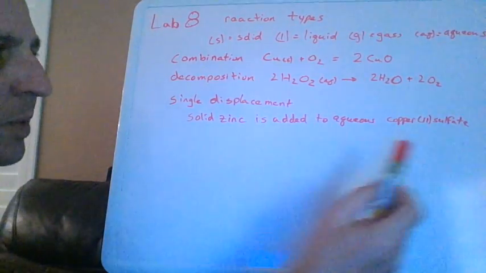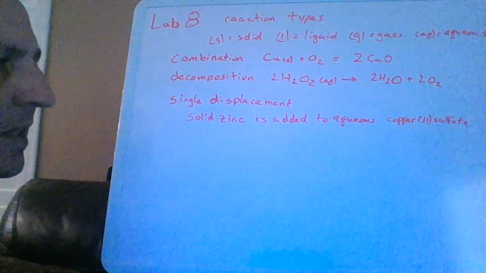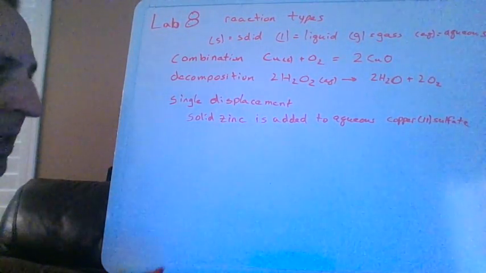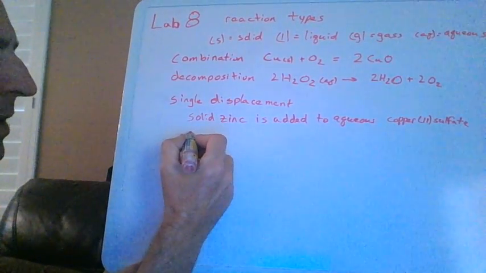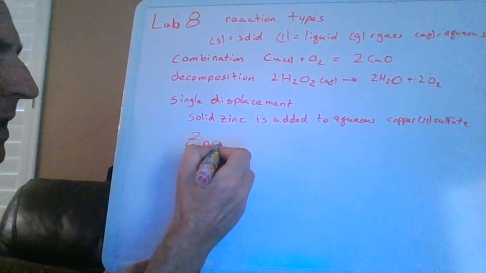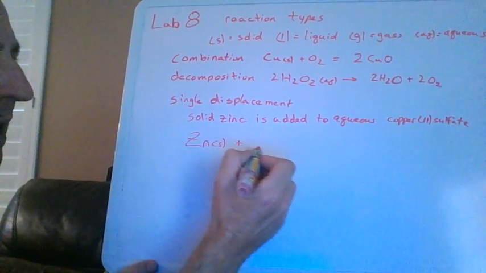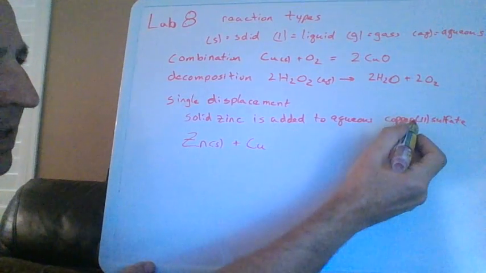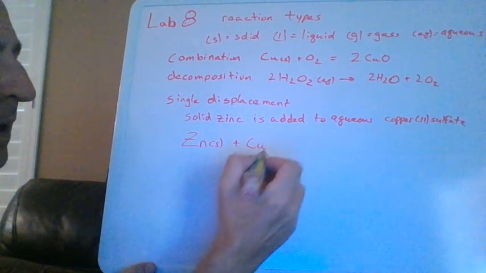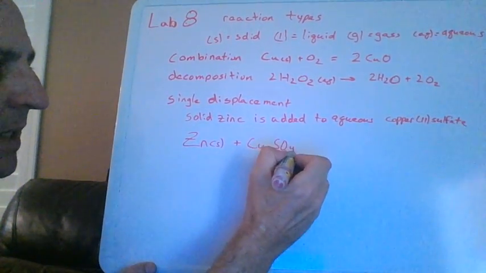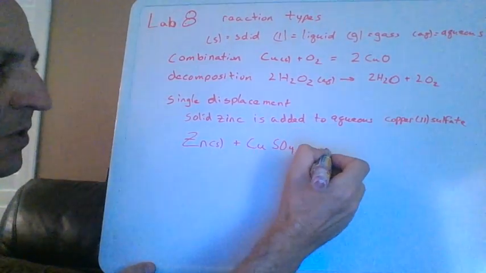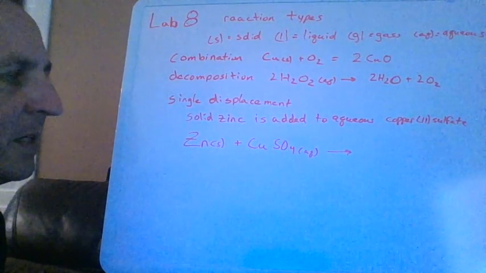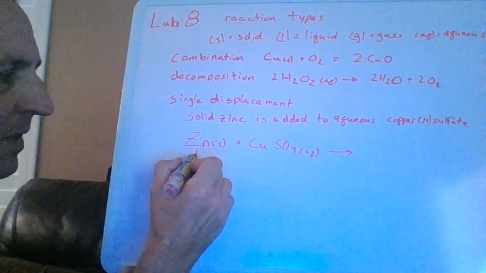So if we read a verbal description of this reaction, solid zinc is added to aqueous copper sulfate, and we have to predict the products and balance the equation. So solid zinc we would represent with a Zn and an S for solid, and we added that to aqueous copper 2 sulfate. So copper 2 tells us it's copper with a 2+ charge. If we look at our polyatomic ions, sulfate has a -2 charge, so that would be the compound, 1 copper plus 1 sulfate.